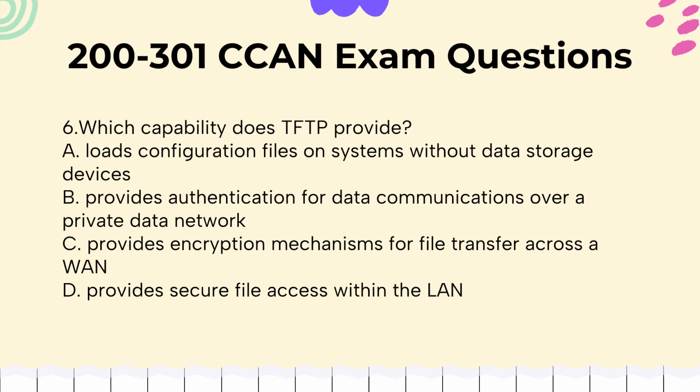TFTP does not provide authentication for data communications over a private data network. In fact, one of its limitations is the lack of authentication mechanisms, making it unsuitable for secure transfers over public networks. TFTP does not provide encryption mechanisms for file transfer across a WAN. Again, due to its lack of encryption, TFTP is generally not used for transferring sensitive or confidential data over untrusted networks like the Internet.